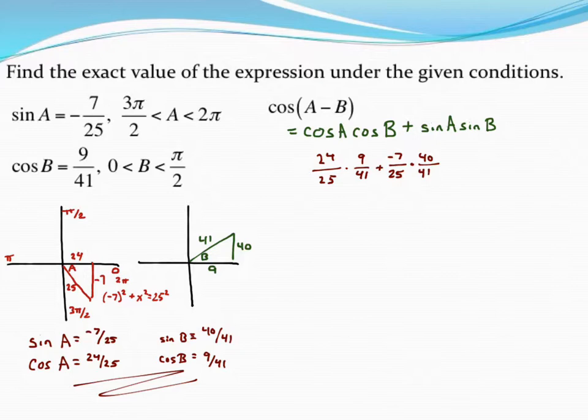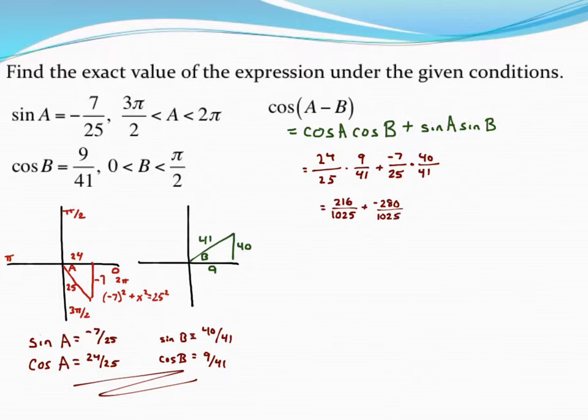So 40 over 41. I'm getting a calculator out if I need to do that to finish this multiplication. Go ahead and multiply the numerators and denominators of each piece of the fraction. So I end up with 216 over 1025 for the first fraction, what a lovely fraction that is. The next piece would end up being plus a negative 280 when I multiply on a calculator, over 1025.